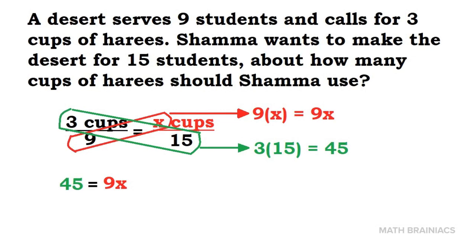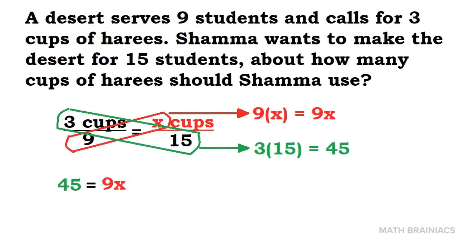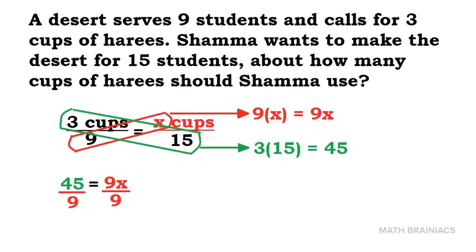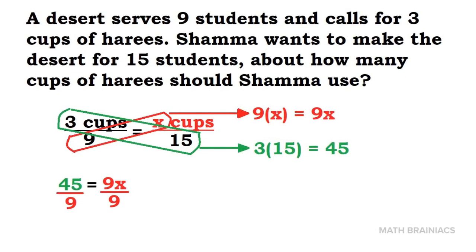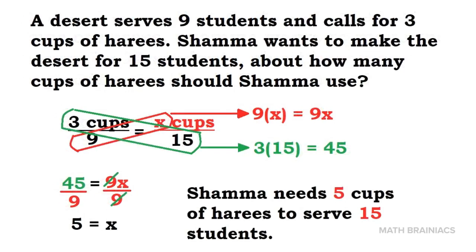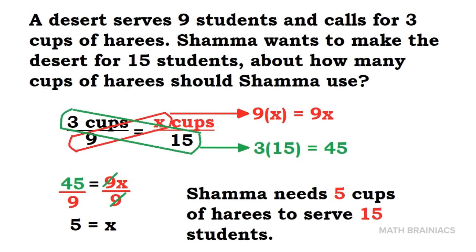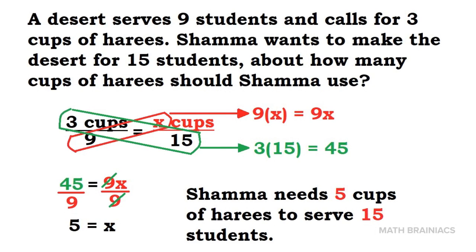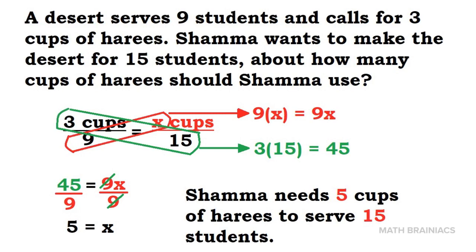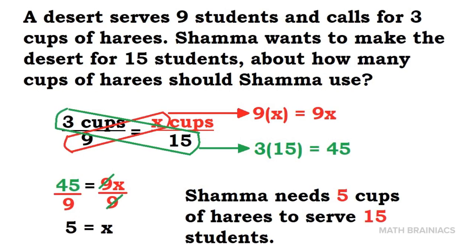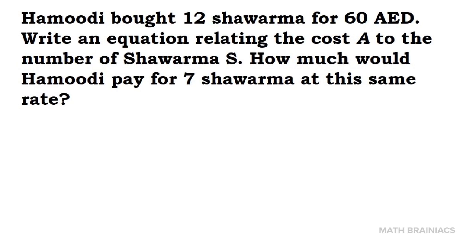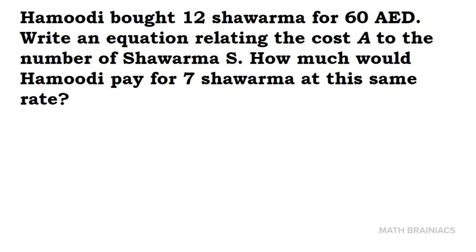Since the two rates are equivalent, therefore we can write 45 is equal to 9x. To eliminate 9 on the right side so that we can solve for x, we can divide 9 on both sides. Straight off, we can cancel 9 on the right side, and we can solve for x. Therefore, 45 divided by 9 is equal to 5. Shama needs 5 cups of haris to serve 15 students. Let us work on another example so that you can hit it off.